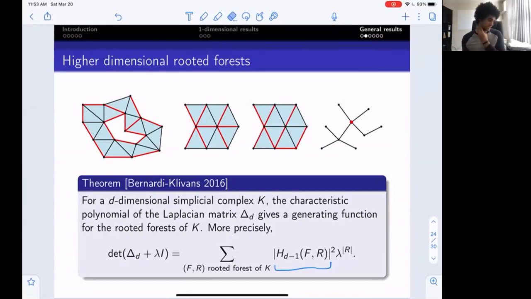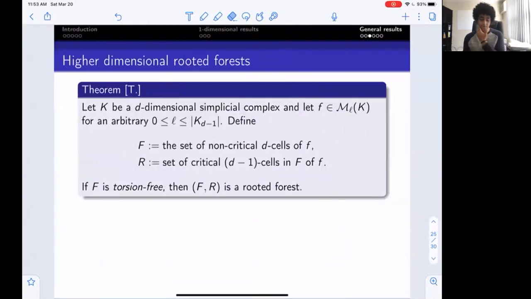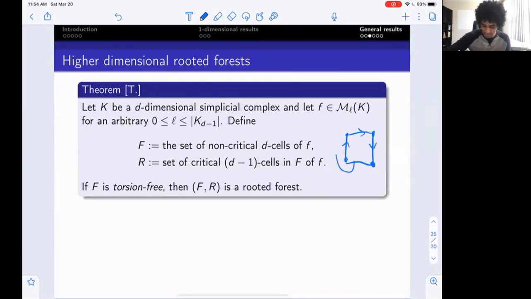So the next thing we'd want to do is see if we can find again a bijection between rooted forests and gradients. That's what we tried to do, and we were able to succeed in this regard. If you take a gradient, define F to be the set of the non-critical D cells, and define R to be the set of critical D-1 cells. This is very much just a generalization of what we were doing before. So here's a gradient on C4, the graph. This would be our forest right here, and this would be our root. So in this case, we do get a rooted forest.